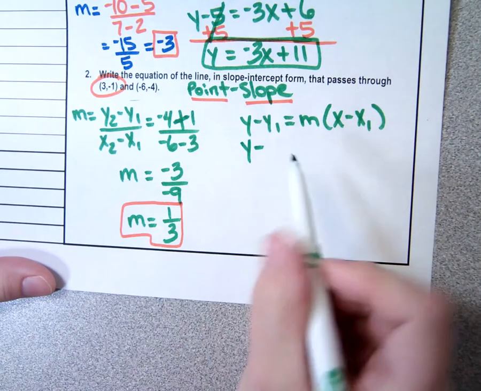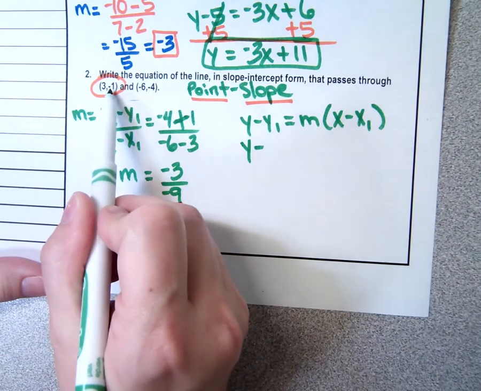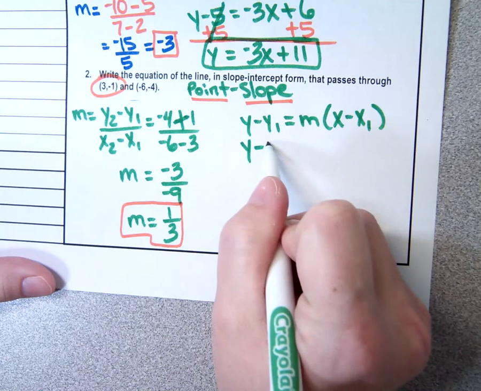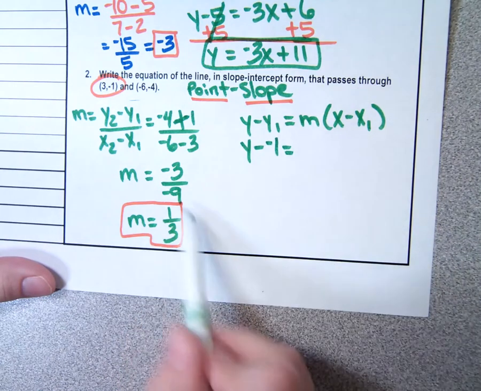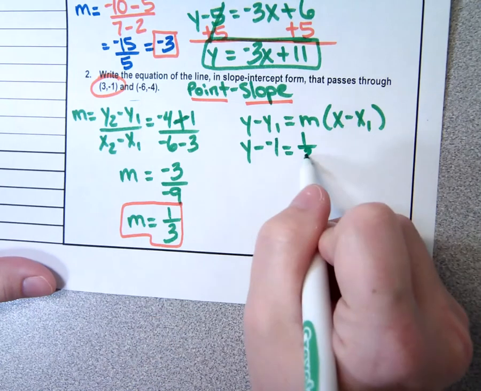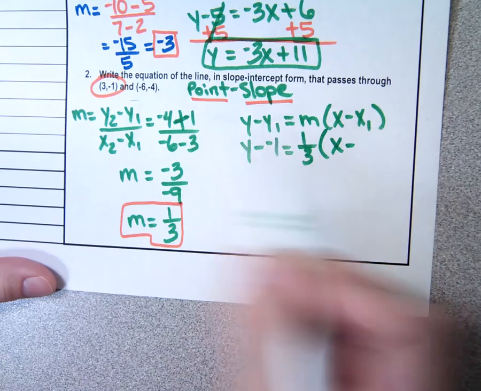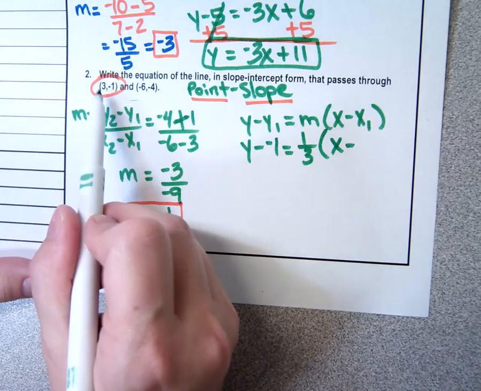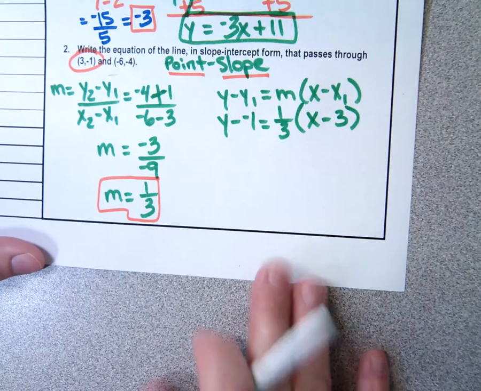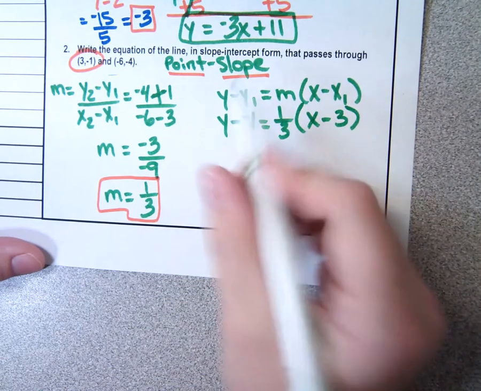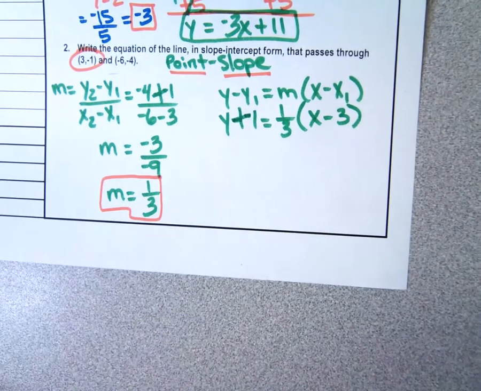Okay, so we write y minus, it wants the y coordinate. Which of these is the y coordinate? -1, so I write -1. What did we say the slope was? 1/3. Parentheses, x minus, it wants the x coordinate. Which of these is the x? 3. Now let me clean something up real quick. What do we do with this minus the negative? Make it a plus. Okay, that's point-slope form.